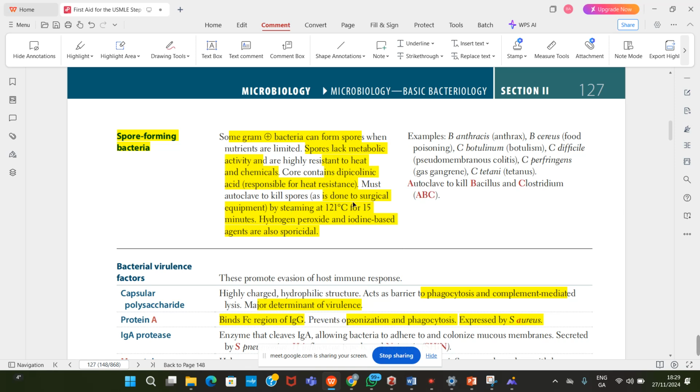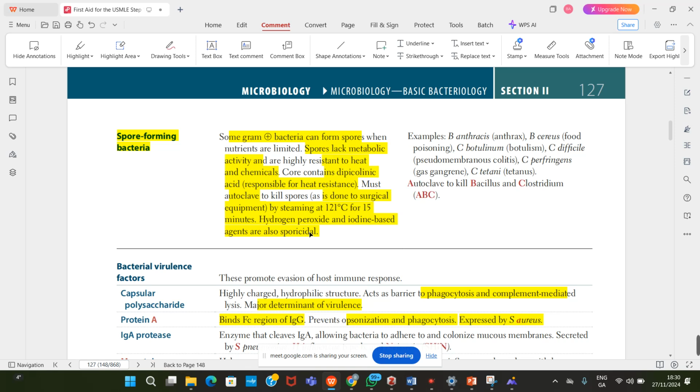You can kill them off by autoclaving. So you have to autoclave. You can't just boil. You have to autoclave them by steaming our surgical equipment at 121 degrees Celsius for 50 minutes. Once you steam at 121 degrees Celsius for 50 minutes, you are going to kill the spores. You can also use hydrogen peroxide and iodine-based agents because they are also sporicidal. So to kill spores on our surgical equipment, utensils and all those things, you need to autoclave them by heating to 121 degrees Celsius for 50 minutes, or you apply hydrogen peroxide and iodine-based solutions.